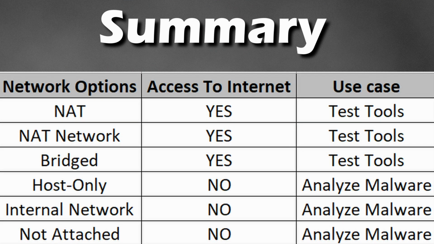There are many use cases out there where a virtual machine's network settings need to be configured. However, most of the time, the default NAT setting should suffice. So to summarize, use NAT network if you're simply using virtual machines to test tools and require internet connectivity. Use bridged if you want to live life dangerously. Use host only, internal slash LAN segment, or not attached if you are paranoid, to analyze malware or tools that will not require internet connectivity.